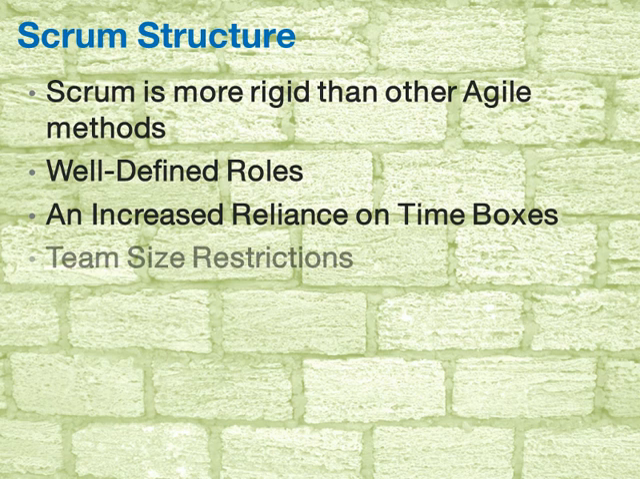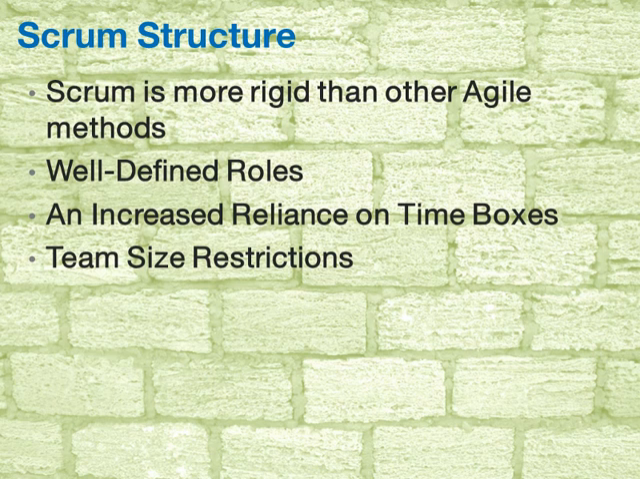Next, we have team size restrictions. Scrum teams should consist of at least 5 members, but no more than 9 members. Teams with fewer than 5 members may have difficulty completing all of the tasks in the sprint backlog on time. Teams with more than 9 members would require additional communication and integration activities that take the team's focus away from completing project tasks.